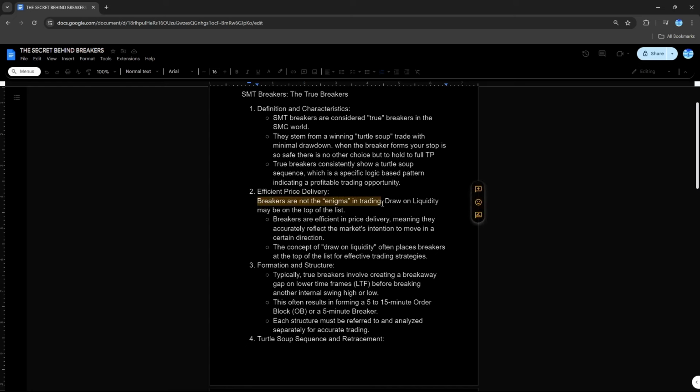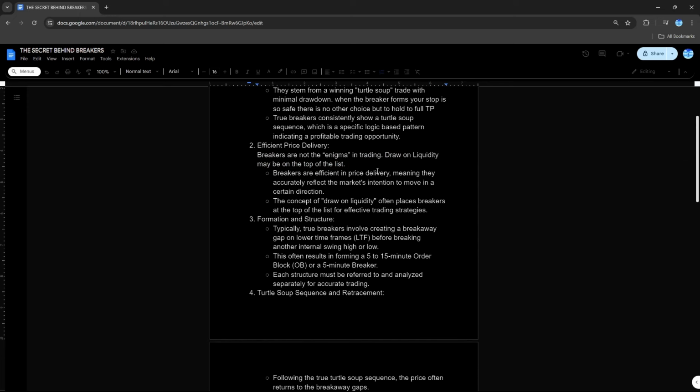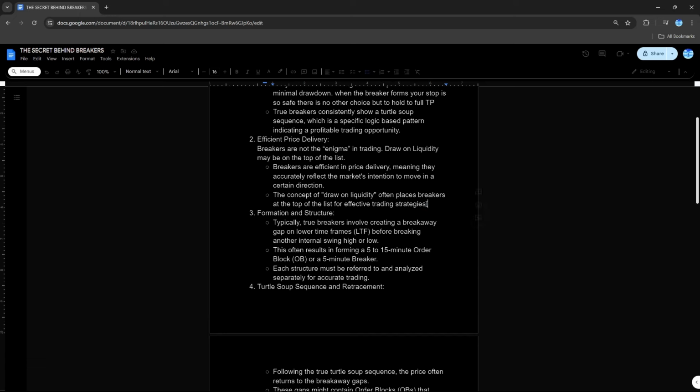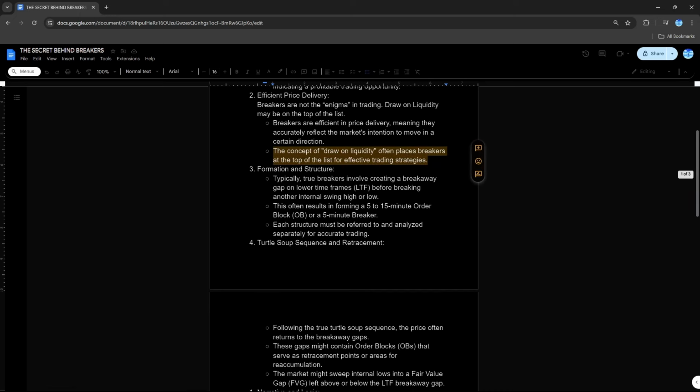Breakers are not the enigma in trading. Drawing liquidity and just mastering your mental is the true thing. That's really what you would call this. But breakers are efficient in price delivery, meaning they accurately reflect our intention and our certain direction to move. The concept of drawing liquidity often places breakers at the top of the list for effective trading strategies.